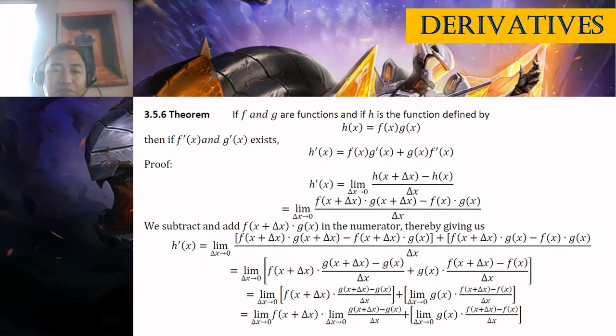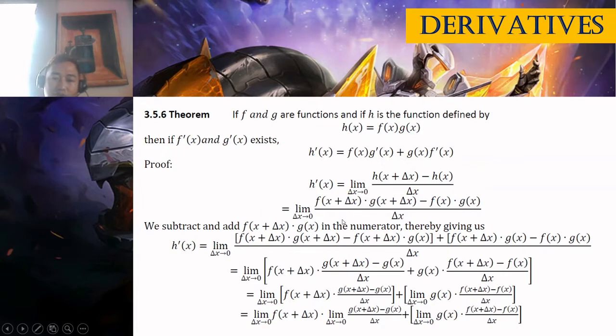Okay, next. What if the two functions are multiplied, f of x times g of x? What is the derivative? If both derivatives exist, the derivative of their product, h prime of x, is equal to f of x times the derivative of g, plus g of x times the derivative of f.